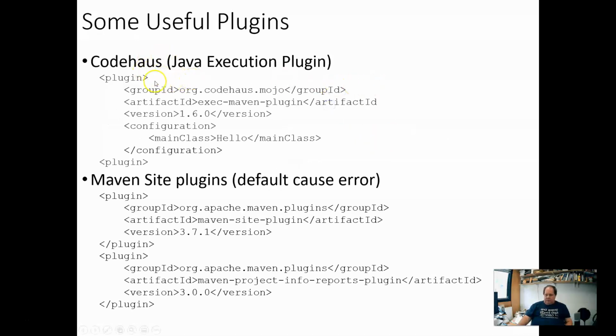So here are some useful plugins you might consider in the future. This is the Codehaus plugin. This allows you to run Java code through Maven. You notice here you have to specify what is the main class you want to run. This here is a set of updated plugin definitions that will allow the Maven site lifecycle to be used with Maven. If you don't install these plugins into your pom file, then when you type in mvn site, you'll get an error. If you put these in, the error will go away.